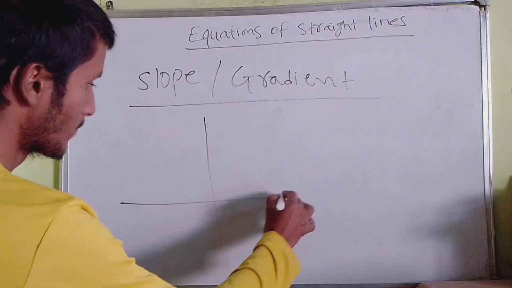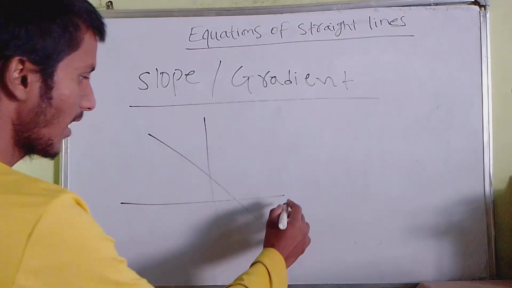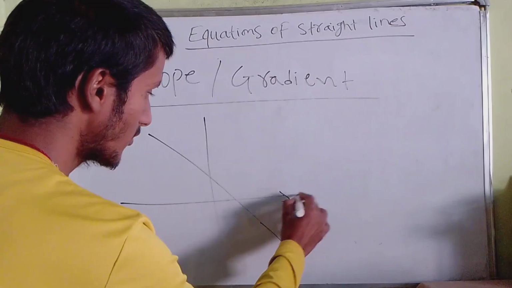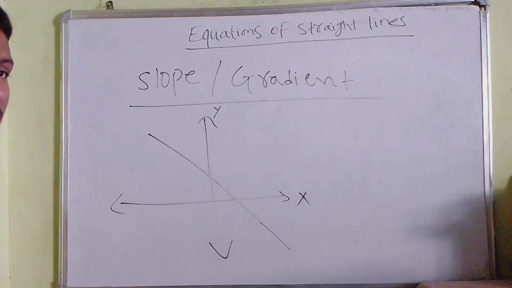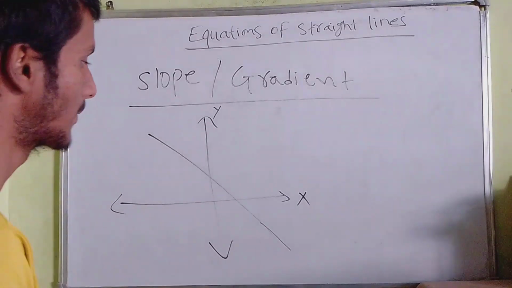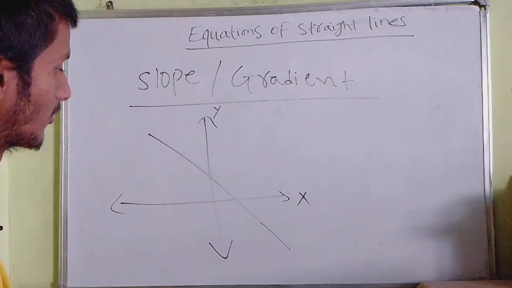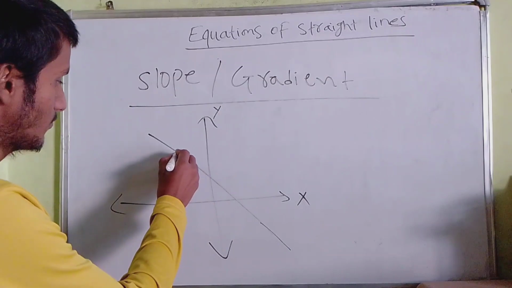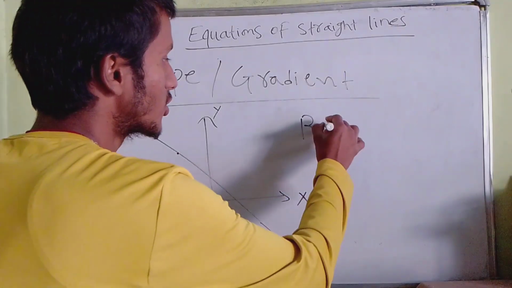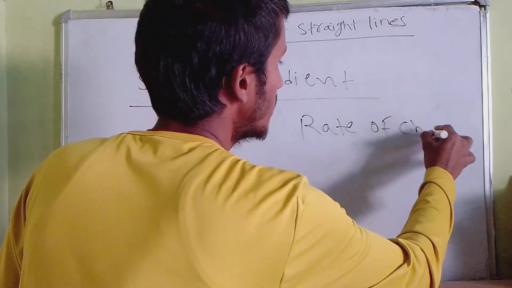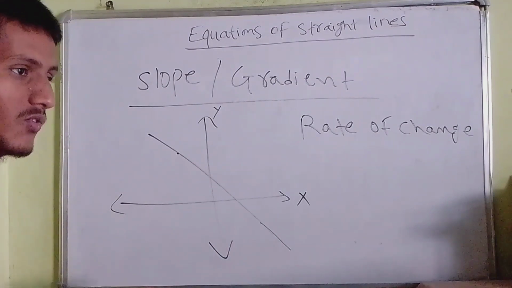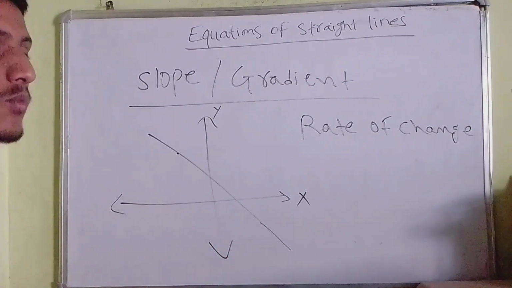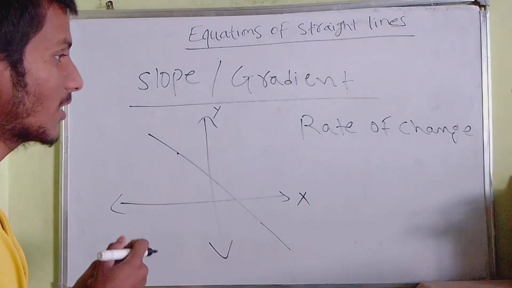Let's suppose we have a straight line like this on an xy plane, Cartesian plane, whatever you want to call it. This is our xy plane, and we have this line. What does slope mean? First of all, slope is nothing but the rate of change. The rate of change of a line is slope, meaning one unit of change in x causes how much change in y.